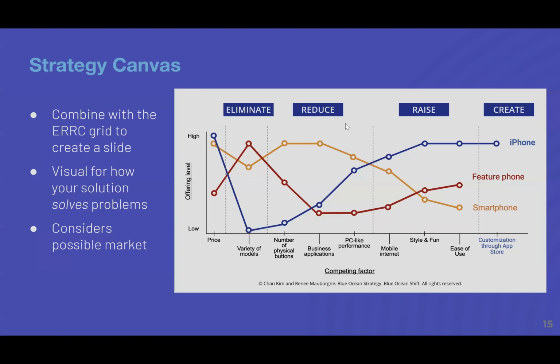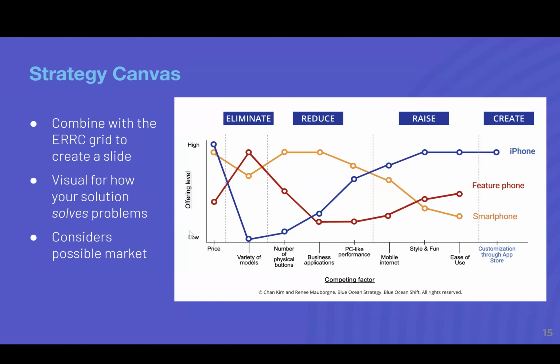And you're going forward. So I think this is the last one that we have, but it's called the strategy canvas, and this works very well in conjunction with the ERC grid. I think that's super helpful with the ERC because you're going to have your high offering level and then your price, number of physical buttons, business applications, PC-like performance. This is a great way to show them the strategy canvas and the different competitors that you might have. Here you have iPhone, and you can see that they were trying to use this and really going higher and higher. So this is showing a lot of different aspects of the product.